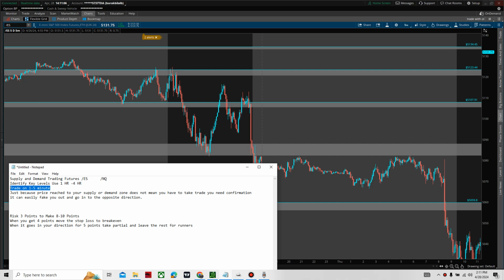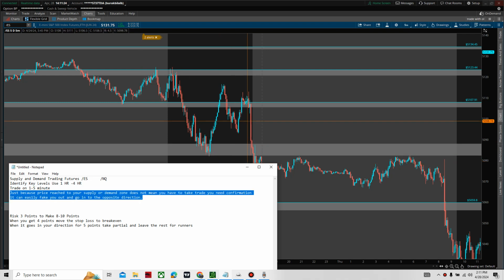And then this is what we were talking about. Just because price reached your supply or demand zone does not mean you have to take the trade. You need confirmation. It can easily fake you out and go in the opposite direction, just like here. Okay, you need confirmation. I got my confirmation here. I enter here. If I got stopped out, who cares? It's another trade. Okay, but just because price reached your zone does not mean you need to trade.